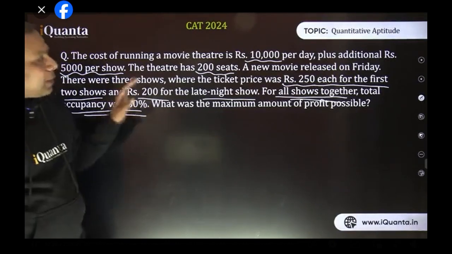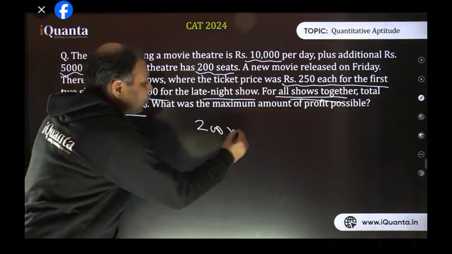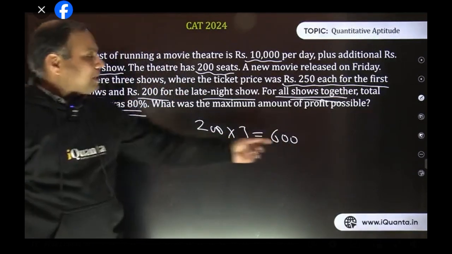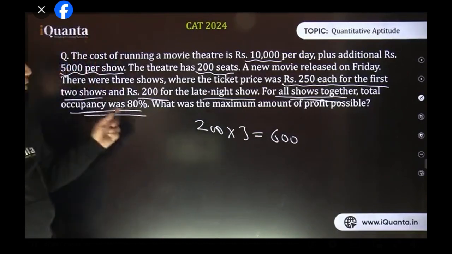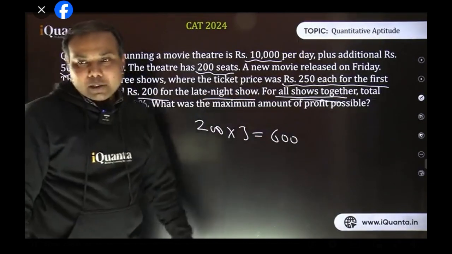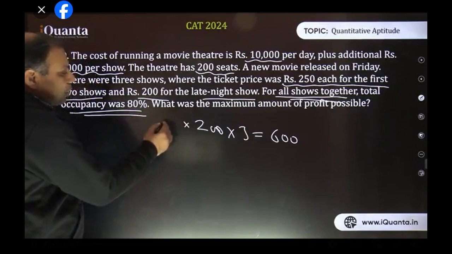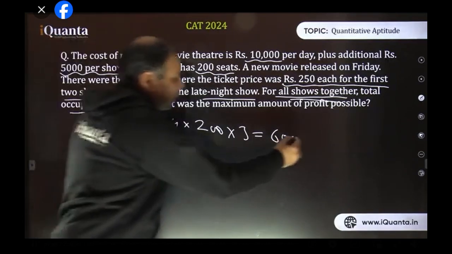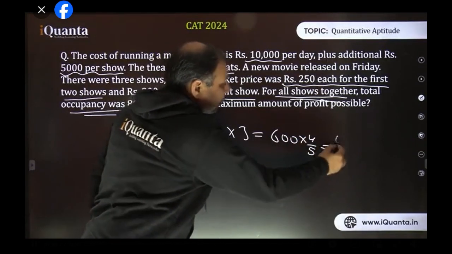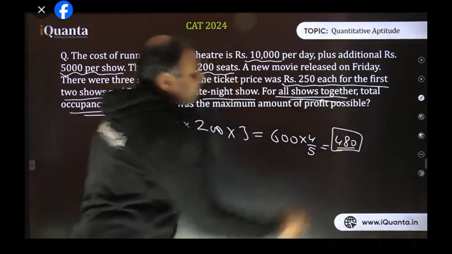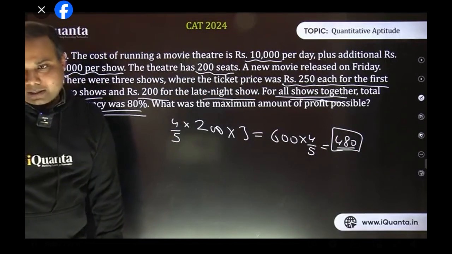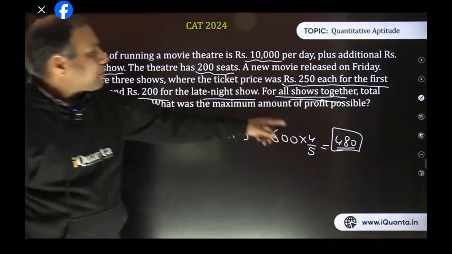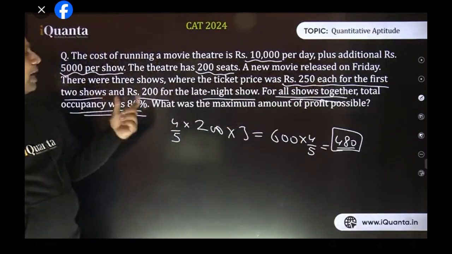Fine. See, there are 3 shows, so 200 into 3. If all the tickets have been sold, then total tickets sold must be 600. It is mentioned that total occupancy was 80% for all the shows together. So the actual tickets sold are 80% of this, or basically 4 by 5 of this, right? Upon simplification it gives you 480 tickets. So the maximum price which we can get is for 480 tickets. And what is the ticket price? Ticket prices are 250 each for the first 2 shows and 200 for the late night show.